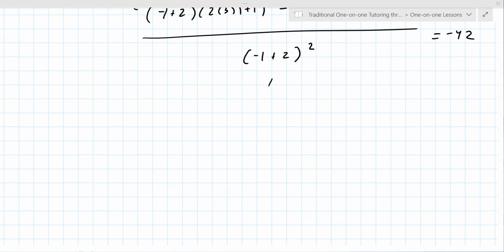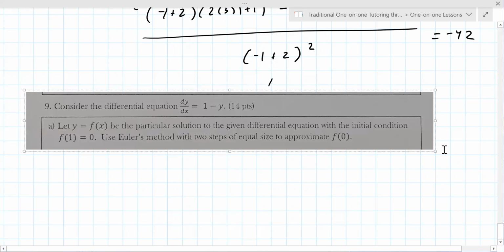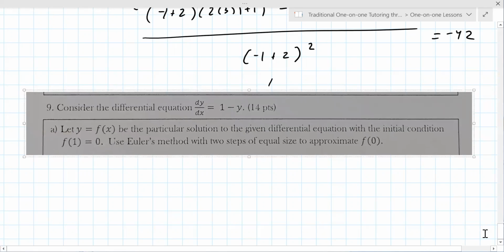I'd like to skip 8 unless you really want to do it. I moved to 9. 8's out of scope for what you're doing. But 9 could be also. Did you learn Euler's method? Oh, you did. Okay. Well, all right.